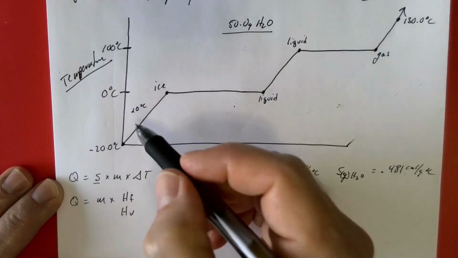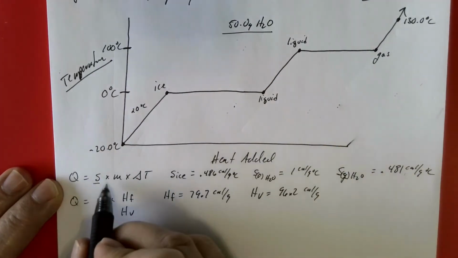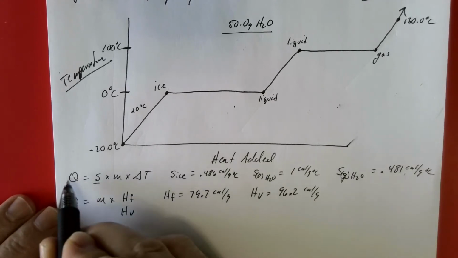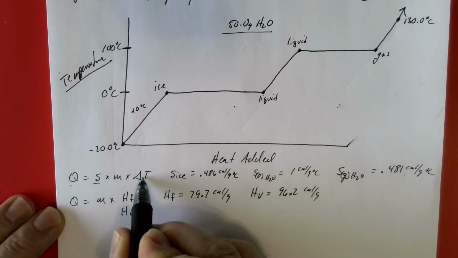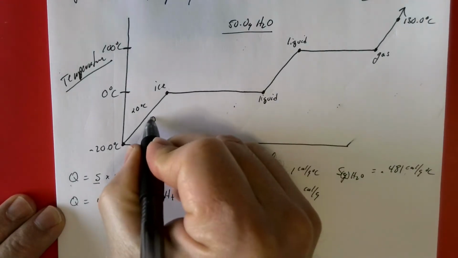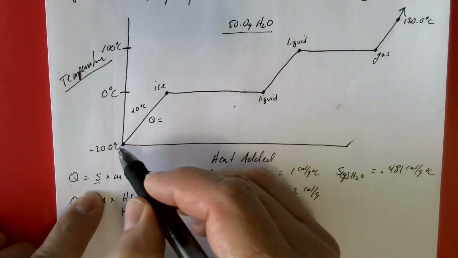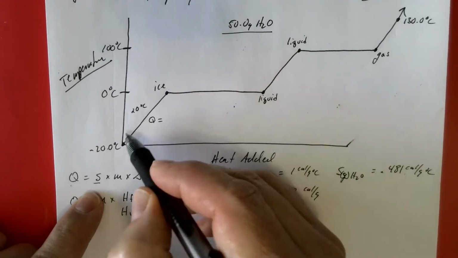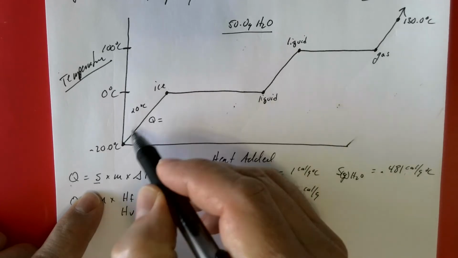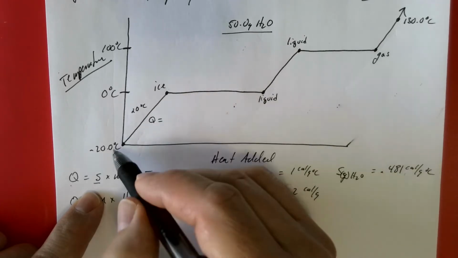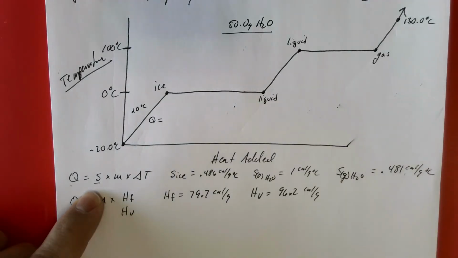So I know that this calculation is going to involve this equation, because that's the only equation that involves a delta T, right? So I'm going to go Q equals, now, S. S is specific heat. I'm down here where my water is what? What state is it in? Ice. I'm ice, right? So why is that important?